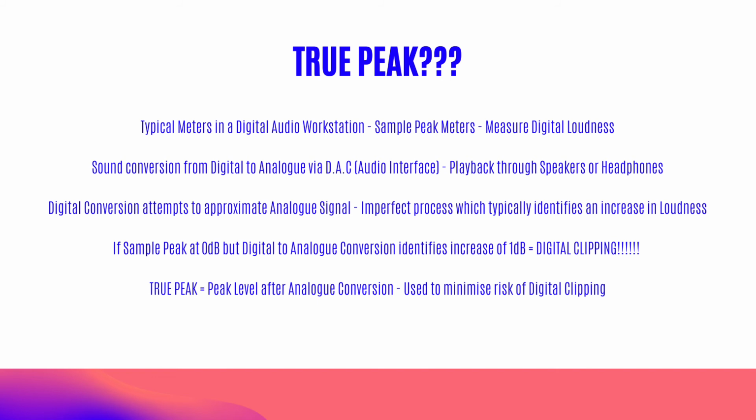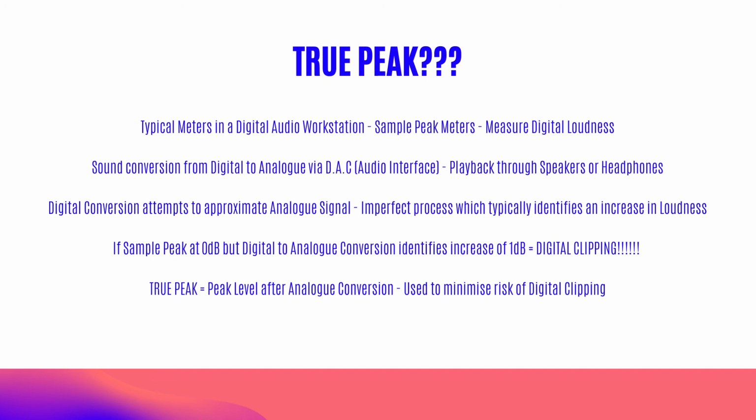This conversion process from digital to analog, however, creates a challenge, as the conversion process isn't perfect in that the digital to analog converters try to approximate the analog signal but can't replicate it perfectly. So the conversion to analog typically identifies an increase in the loudness of the signal when converted from digital. So, for example, we know the digital ceiling is 0 dB, and if a signal attempts to go above 0 dB, the signal clips and we get digital clipping, which is nasty.